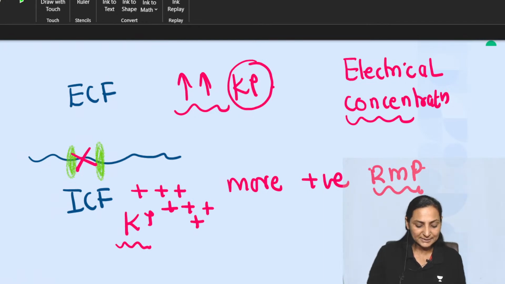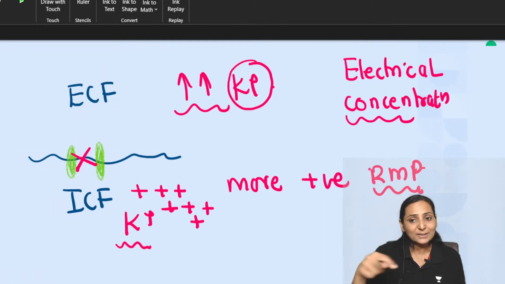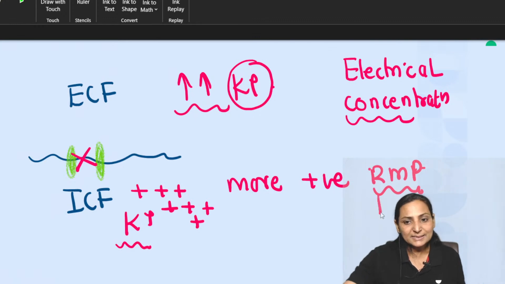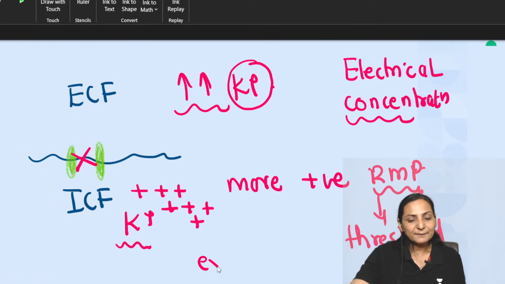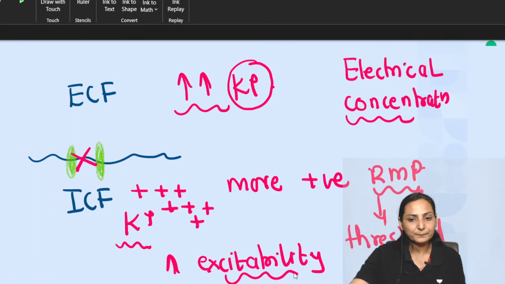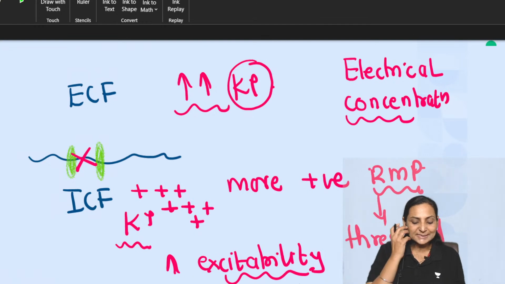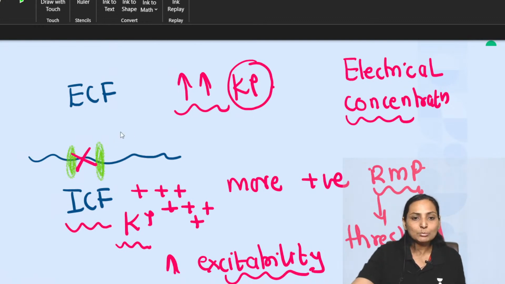Just we'll explain that also. There will be a more positive RMP, and once the RMP is more positive, it can easily cross the threshold. Once it crosses the threshold, the excitability of that membrane or tissue will be more, right? So if already the ECF potassium concentration is more, the potassium which is inside in the ICF will not move outside, right? So more positive ions inside and they're not going to go outside. More positive RMP and more excitability.